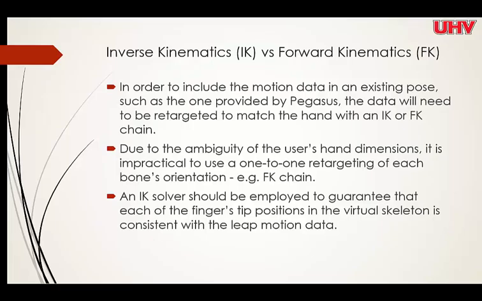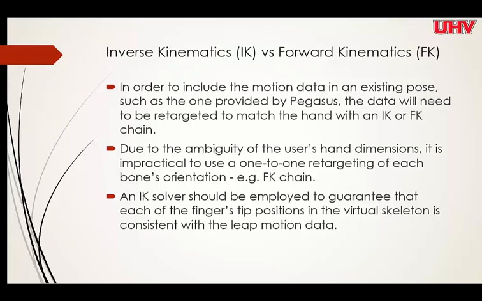One problem with going for an FK chain is that the hand dimensions of the user are ambiguous. Also, if you want to go from the upper arm and then utilize an FK chain to use a one-to-one retargeting for each of the finger bones' orientations, this becomes impractical, and so it defeats the purpose of having a real-time mechanism that actually works effectively.